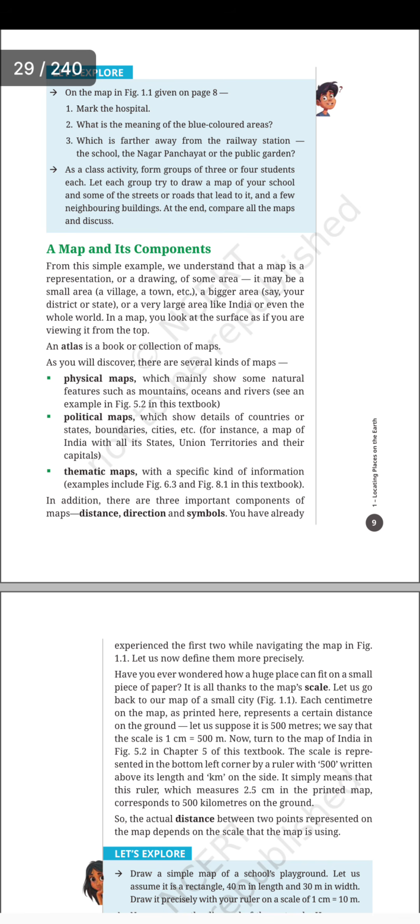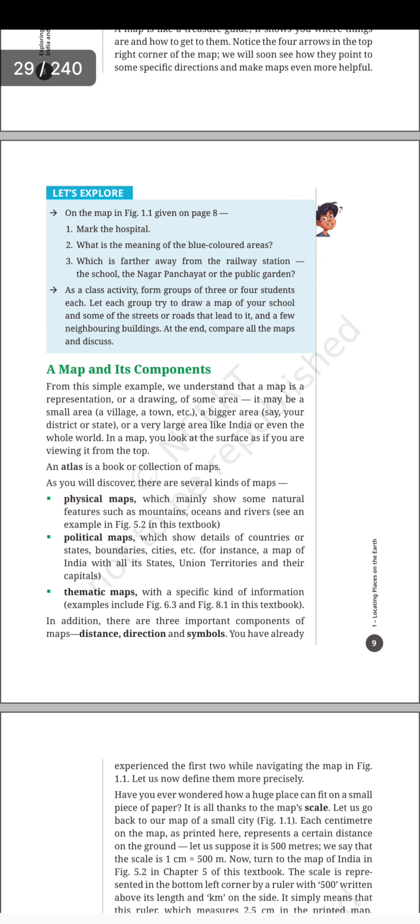As you will discover, there are several kinds of maps. So let us understand them one by one. This much only I will say and I will go. The three types of maps are: physical map, which mainly shows natural features such as mountains, rivers, and oceans. See an example in the figure.